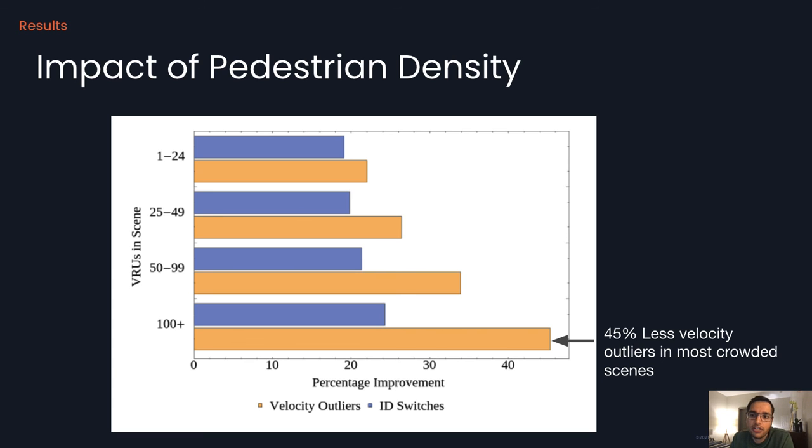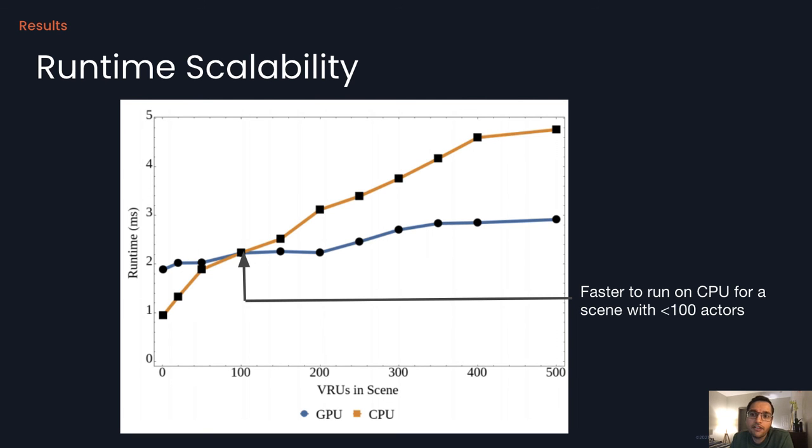We show that as crowd density increases, our method significantly improves over the next best method. For a scene with 100 pedestrians, our learned model reduces poor velocity estimates by 45%. We further show that our method runs within a strict timing budget and scales well with the number of actors in the scene. Now let's take a look at the model in action.